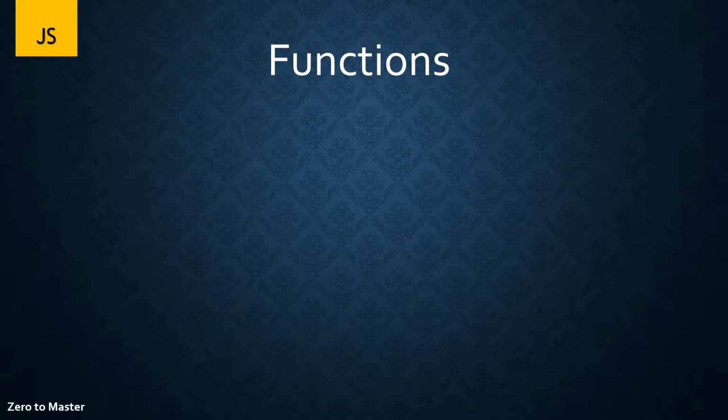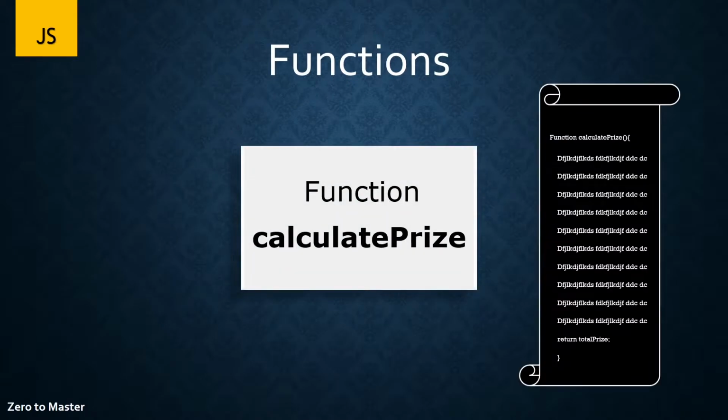So now, instead of repeating yourself over and over wherever you want that function to be executed, you simply call that function, you simply invoke that function. So the function basically acts as a black box that you invoke when you want a particular action to be executed. For example, let's consider the function calculate price.